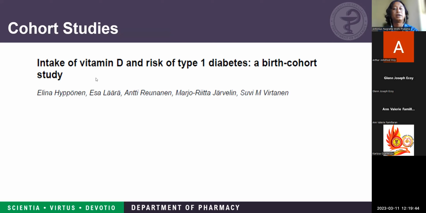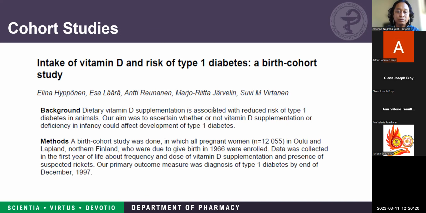This is the example: the intake of vitamin D and risk of type 1 diabetes, a birth cohort. Is this a regular cohort study or longitudinal? This is longitudinal because this is a birth cohort, and this is the risk of type 1 diabetes. Of course, type 1 diabetes can happen in young people, but it still needs time to develop.